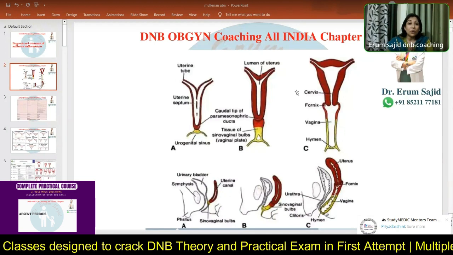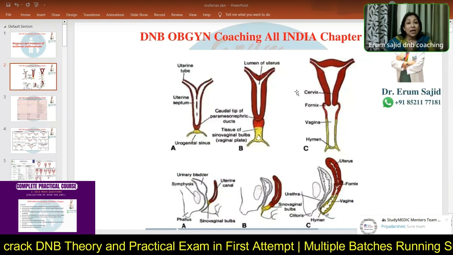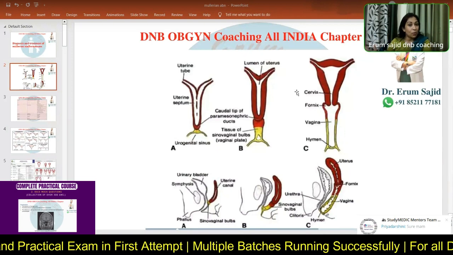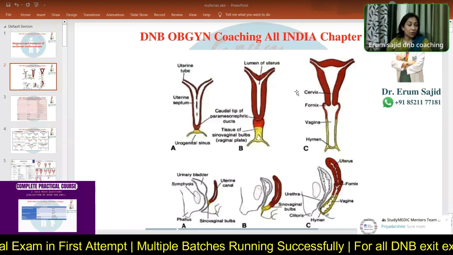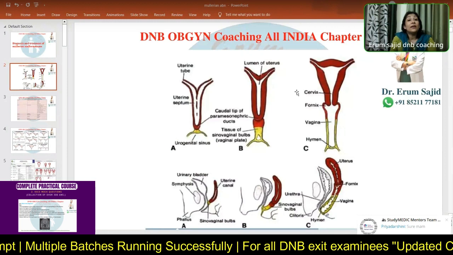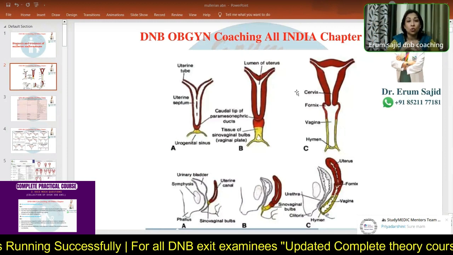Remember, I'm saying upper 2/3 of vagina. They're all formed by the paramesonephric duct in the females. In males, the mesonephric duct, or the Wolffian duct, is important. In females, the paramesonephric duct or the Mullerian duct is important. And this is by the joining of the two.